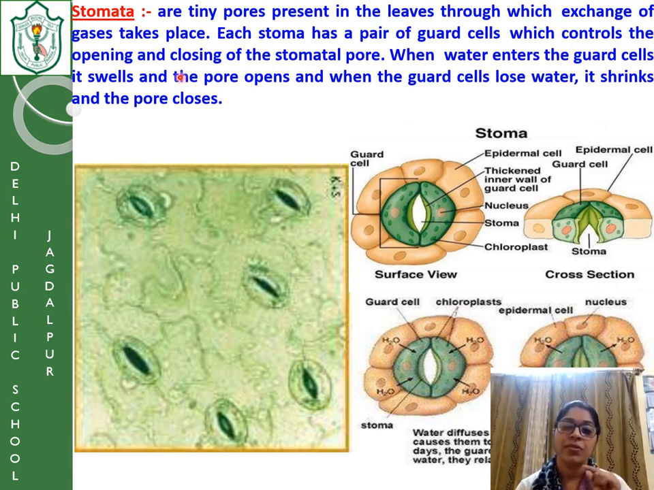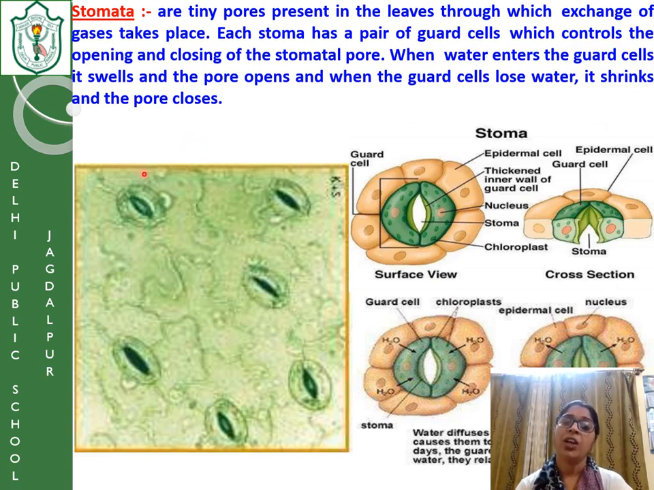Now children, we will be conducting a practical of making a slide of the leaf's cross section to show the stomatal openings of the leaf, how many there are in the upper epidermis and how many on the lower epidermis. Each stoma has a pair of guard cells. What is a stoma? A stoma is the gap present between the guard cells. When water enters the guard cells, they swell and the pore opens, and when the guard cells lose water, they shrink and the pore closes.